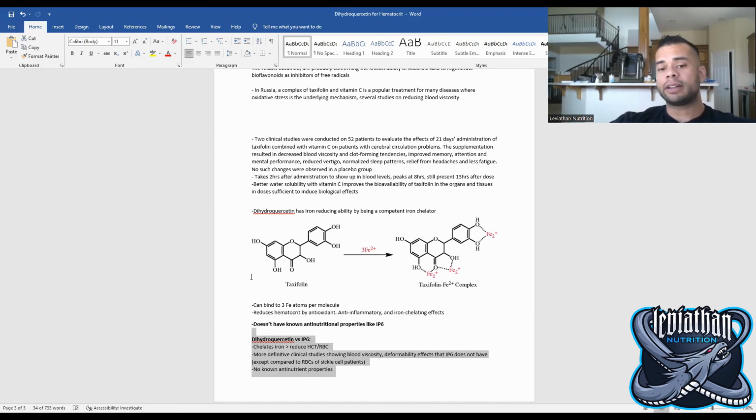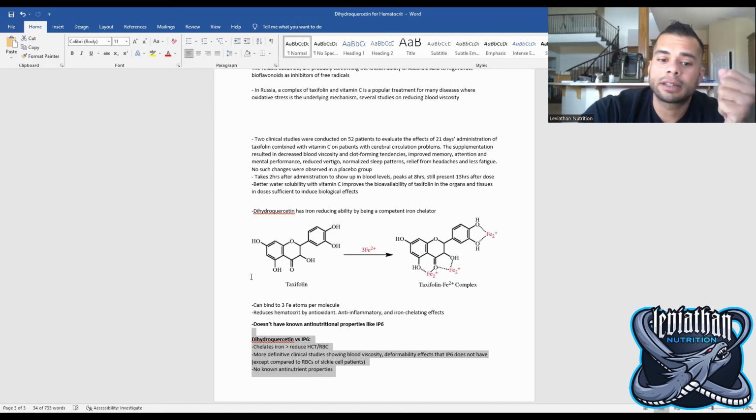So dihydroquercetin, on the other hand, does have studies showing its deformability effects on people without these kinds of diseases. Of course, dihydroquercetin doesn't have any known anti-nutrient properties. So you don't have to worry about spacing it out from your meals, spacing it out whenever you take other vitamins, like you would with something like IP6.